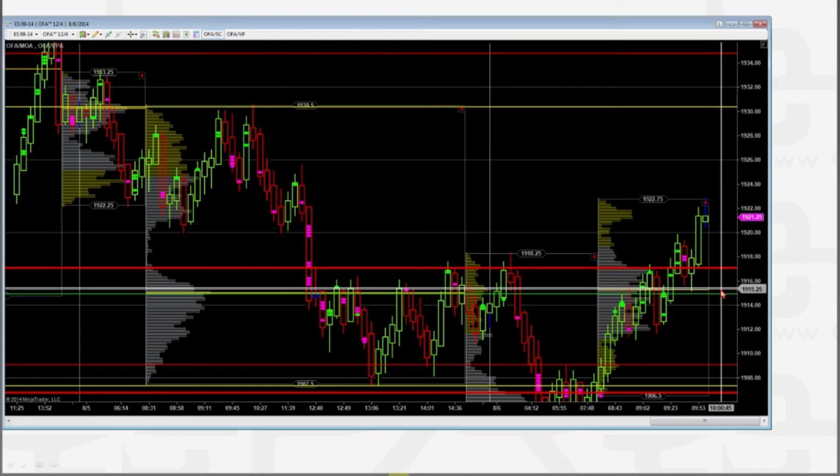I've talked about weak on one side and strong on the other. What is an LVN? Some people call it a low volume node. I call it a low volume area. LVN, low volume node or area, kind of means the same thing. Talked about weak on one side, strength on the other. Any comment about big volume on one side, which is a trap?